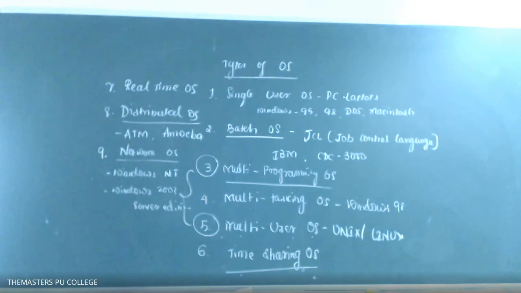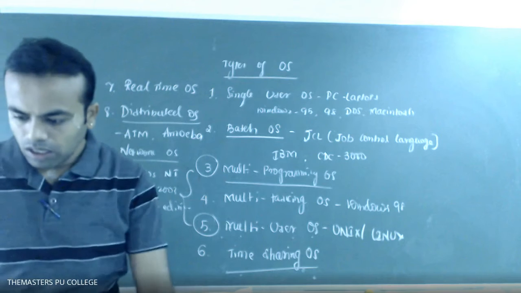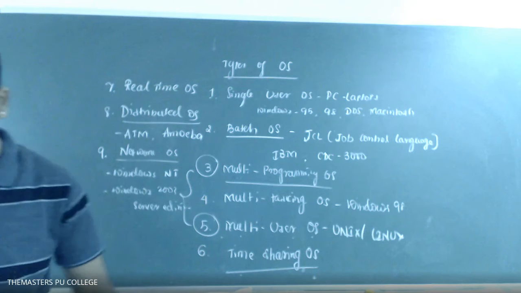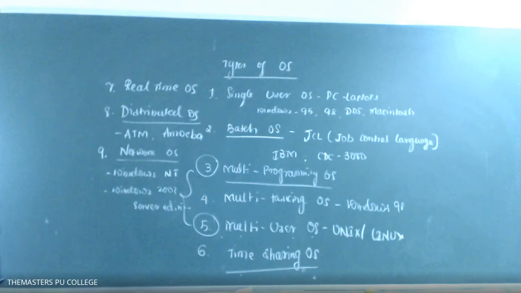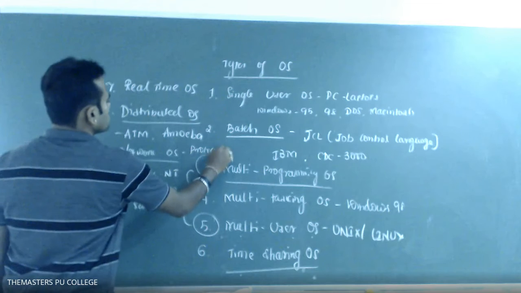Network operating system. A network OS is a collection of software and associated protocols. What do you mean by protocols?